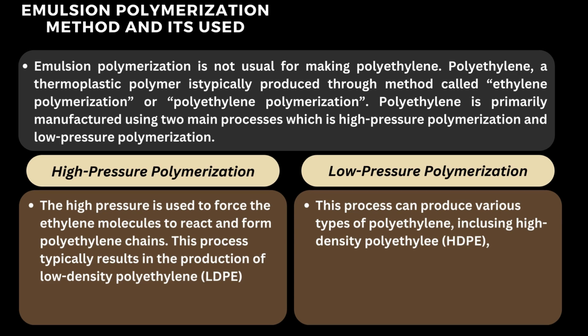Actually, emulsion polymerization is not usual for making polyethylene. On the other hand, ethylene polymerization is primarily manufactured using two main processes, which are high pressure polymerization and low pressure polymerization. For high pressure polymerization, high pressure is used for ethylene molecules to react and form polyethylene chains. For low pressure polymerization, low pressure involves the use of catalysts to polymerize monomers at low pressure and temperature.